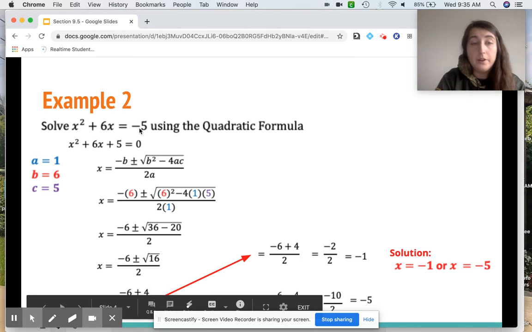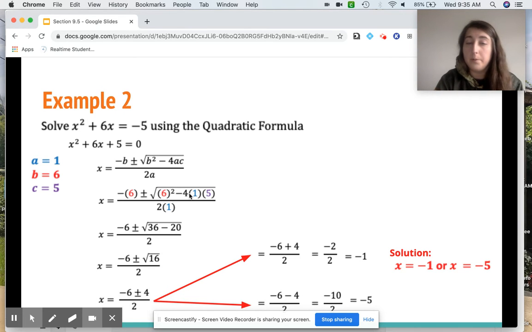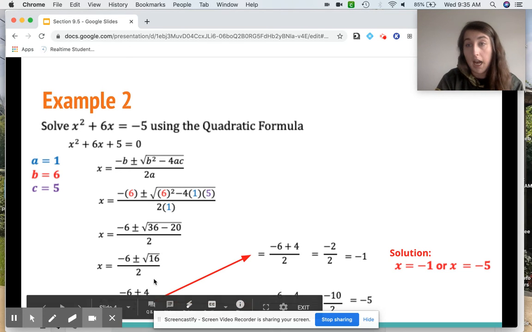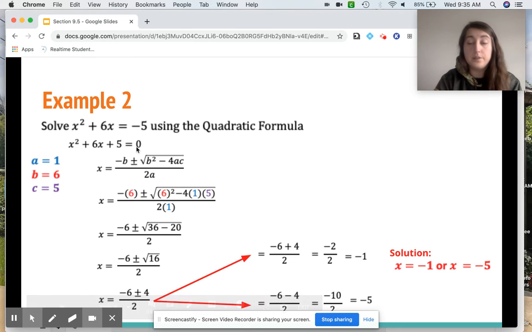What you have to remember to do is set it equal to 0 before you start plugging in, because if you plug in the negative 5, that actually changes the entire problem. So you have to make sure it's set equal to 0 first.